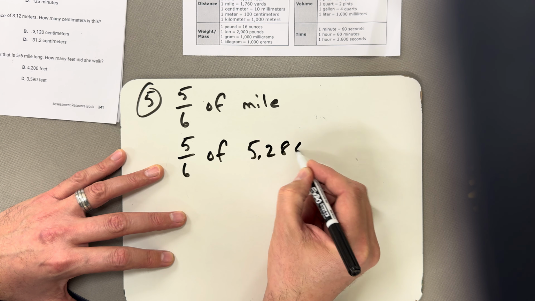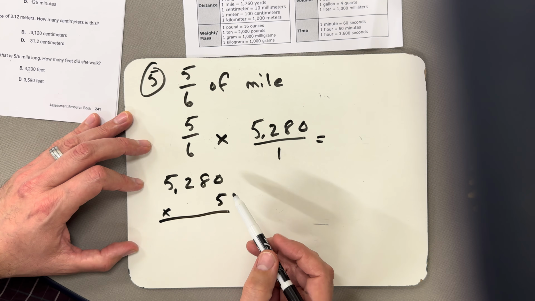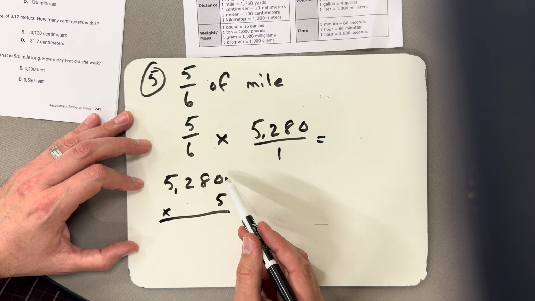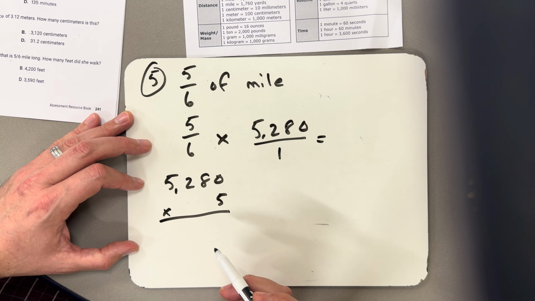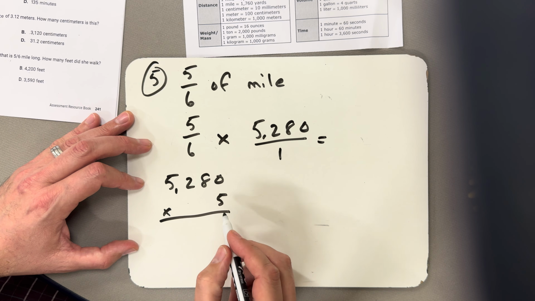So I think you're going to have to do 5 times 5,280, and then divide by 6, right? Because "of" means times. So let's go over here and try it. If you think of a quicker way, let me know. I'm going to do 5,280 times 5. You could write 5,280 plus 5,280 plus 5,280, five times, and add it if you're not sure how to multiply this. Hopefully you can multiply this.